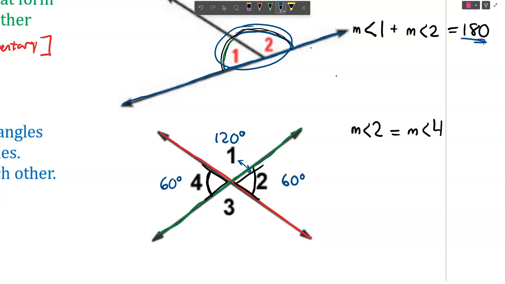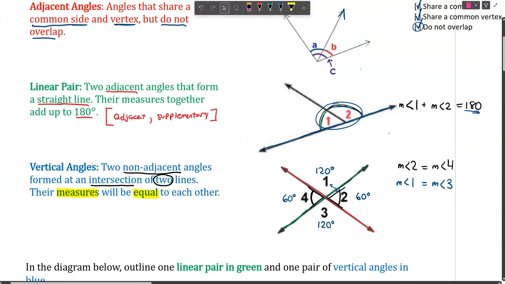It's essentially taking two linear pairs and matching them up with each other, and that forces them to be equal. So by default, in this example that I have here, angle 3 then would measure 120 degrees as well. So another conclusion we can make here is that the measure of angle 1 is equal to the measure of angle 3. So those are our definitions for this video.